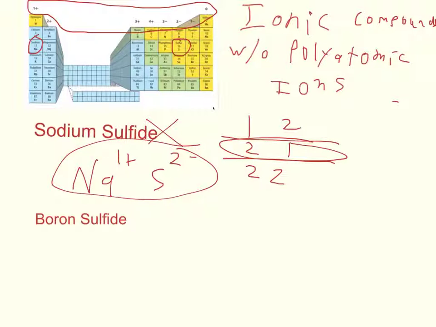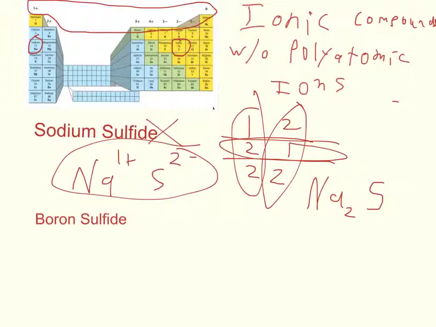Then you can write it out: it's Na2. Now the 2 is at the bottom, and you can see on this column is all the Na, and on this side is sulfur. So then I just write S, and that's it. You don't need to put the minus or plus or anything like that. So that is my final answer for sodium sulfide.